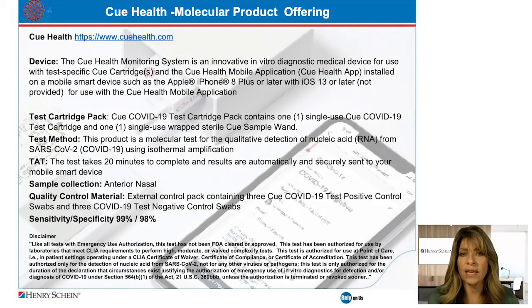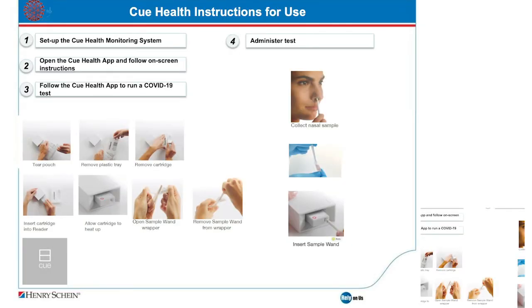Q Health is a company based in San Diego, California, and they designed a very simple, easy to use system that was designed originally for home use. So it's quite easy to train and get up and going on testing without a lot of technical difficulty or training involved. So I'd like to explain a little bit about the product and show it to you here today.